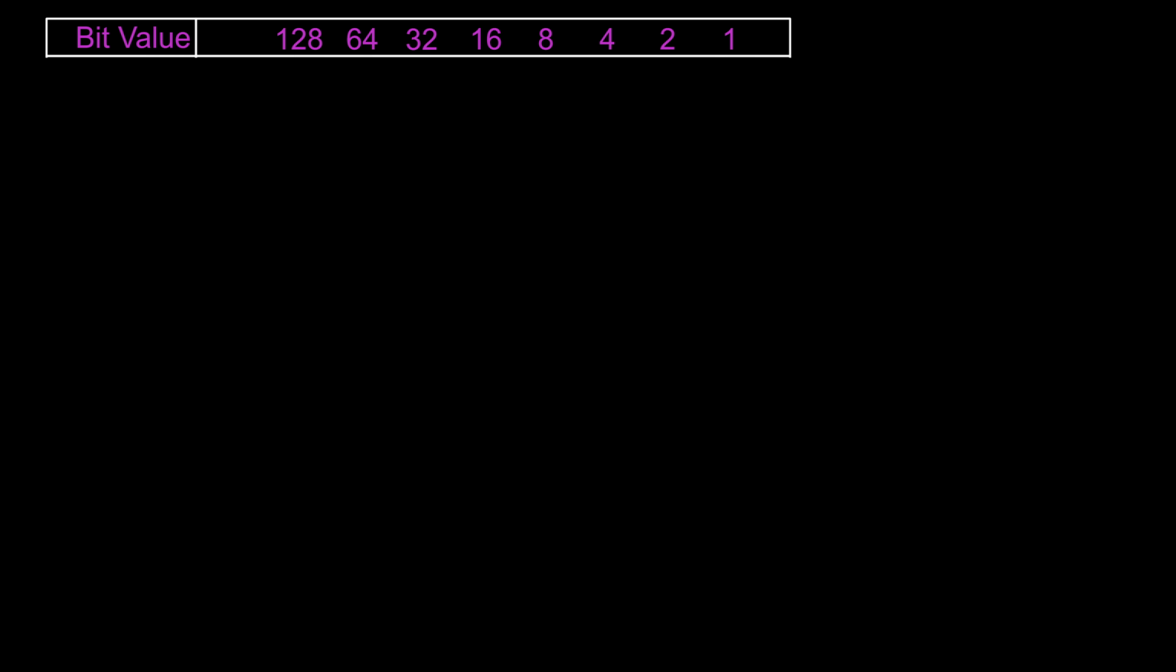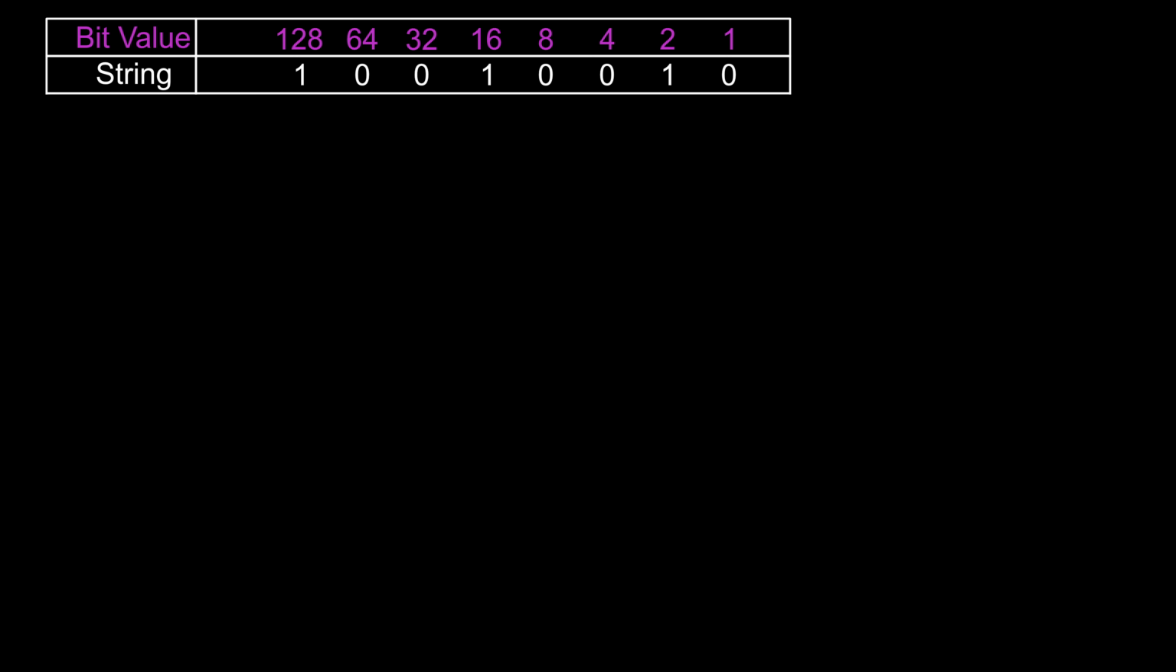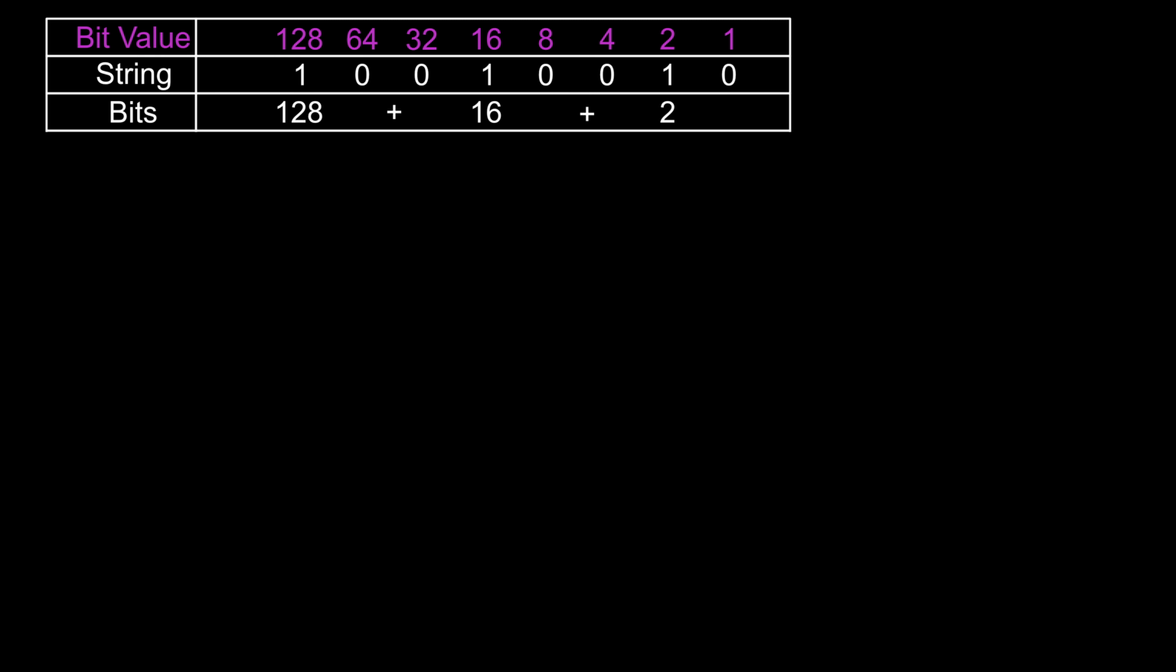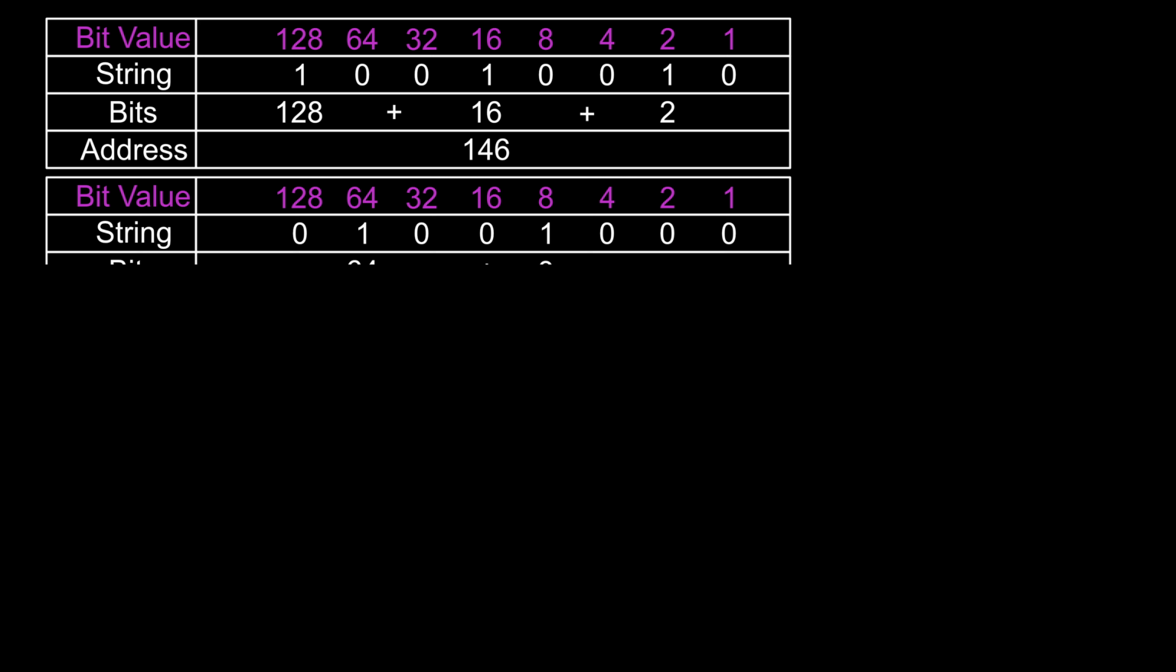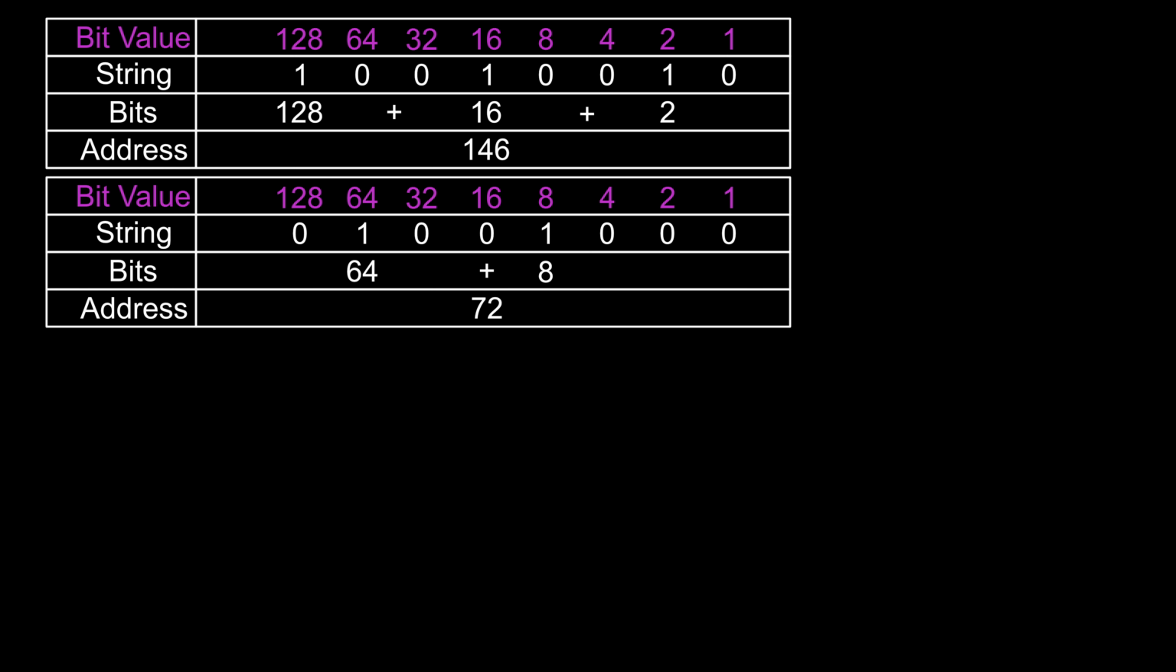The way we do this conversion is we look at our bit string in this particular octet, and we say, okay, the 128, the 16, and the 2 bits are set to 1. So I'm going to bring those down and add them together. And that's where I get the 146 that is the first octet in our IP address. Let's look at the next octet. In this octet, we have the 8 and the 64 set to 1. We carry that down, add them together, we get 72.